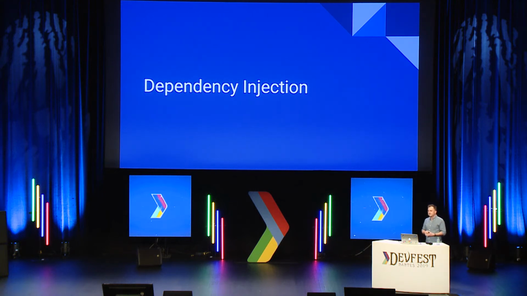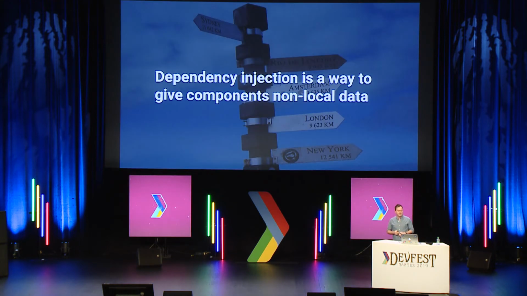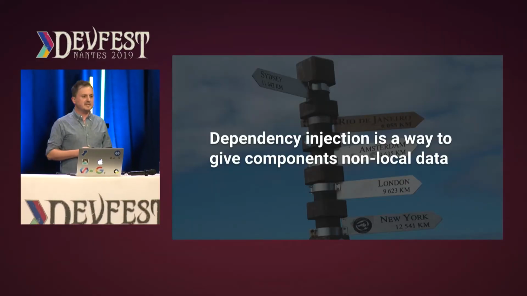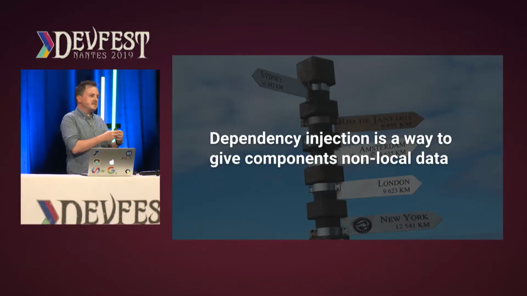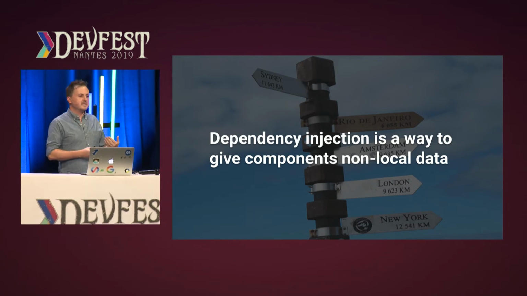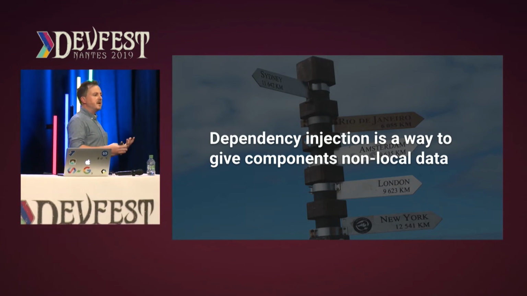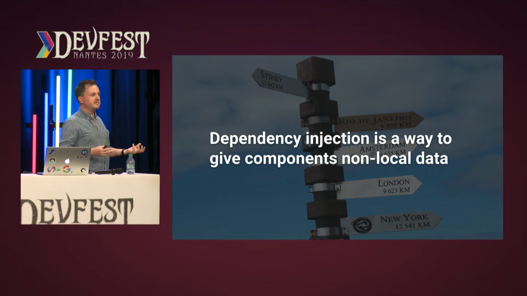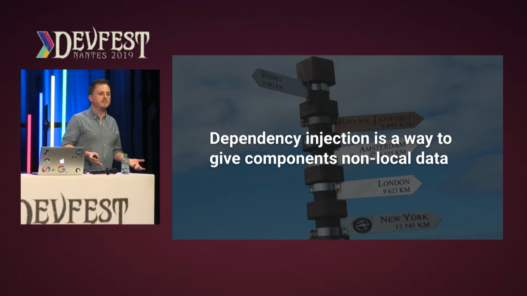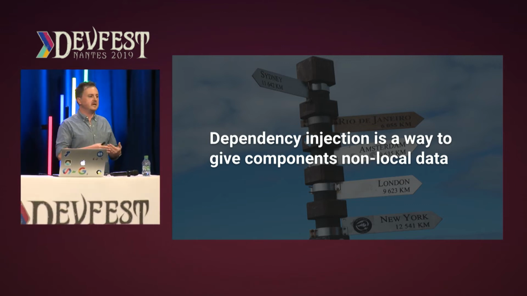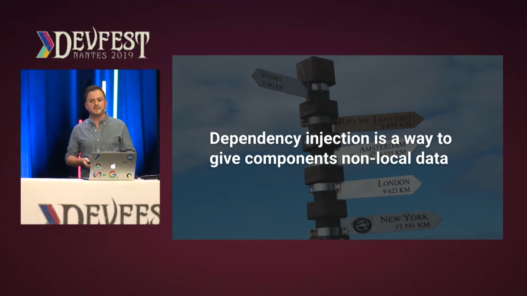So a lot of frameworks out there include dependency injection as kind of a core functionality. And what dependency injection really is, is a way to give components access to non-local data so they can get their hands on this faraway data. And the reason why you might want to do this is because in most data binding and data passing systems, you'll get your data from your parent component. But there might be some things that you want available all across the app, and you don't want to have to pass down from component to component every time.